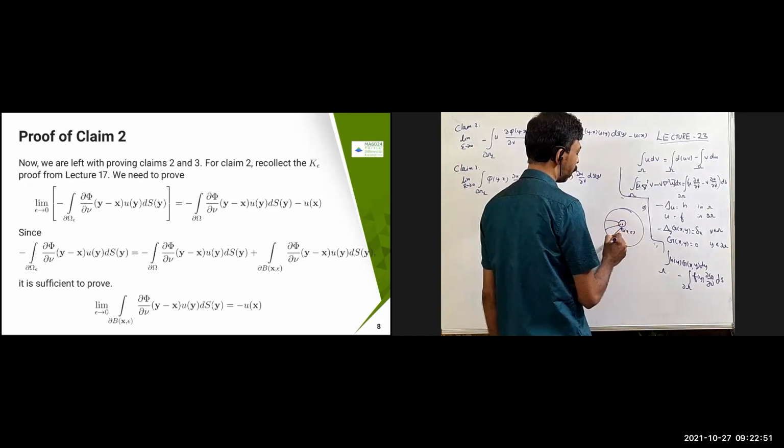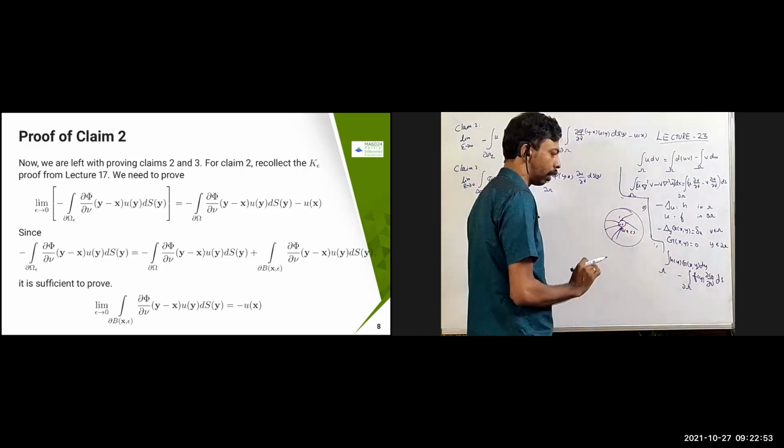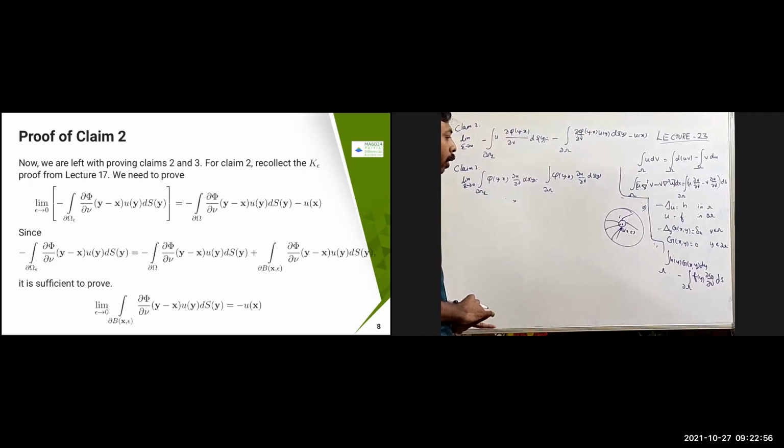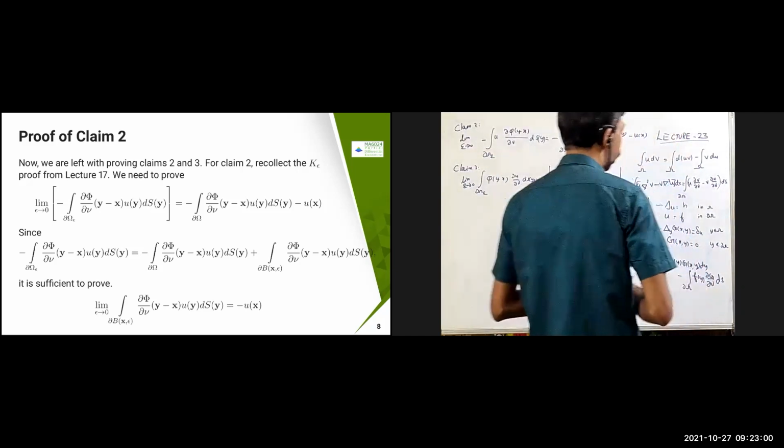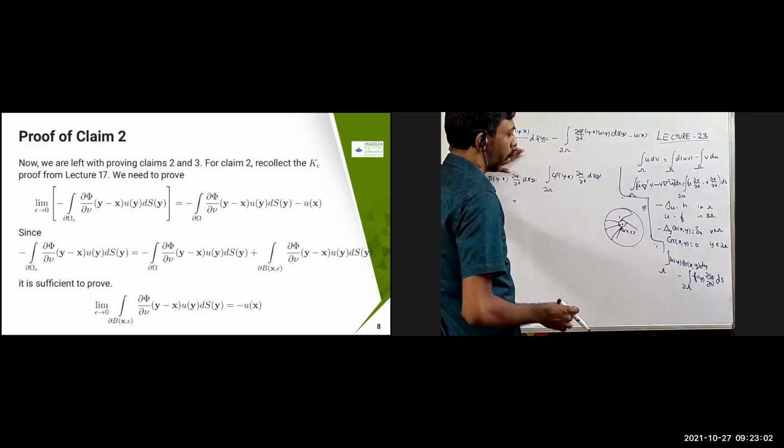Okay, so the remaining region we have found. Similar kinds of things we are going to apply. The same technique we used there is going to be used over here. So what we need to prove is this one.